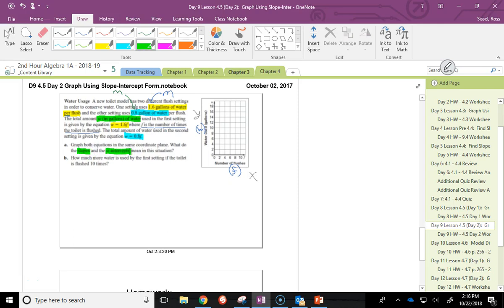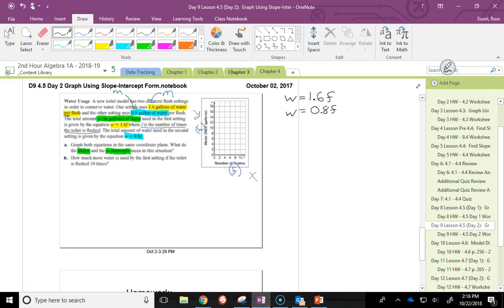Okay, so first thing I'm going to have to do is graph this. I know the first thing I have is, for my first one, W equals 1.6 F. That's for my first equation. And my second flush setting was 0.8 F.